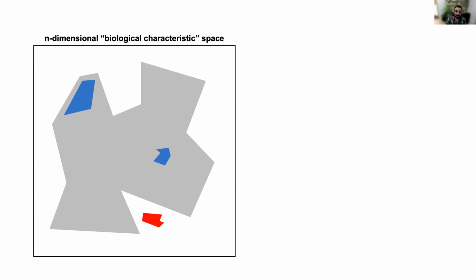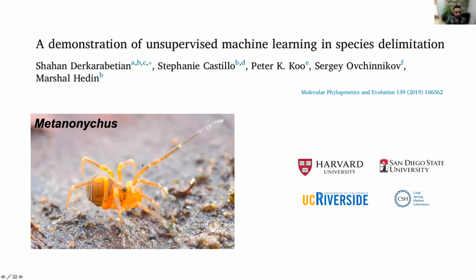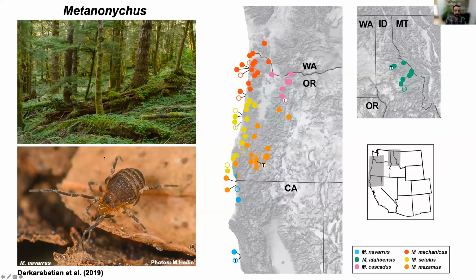So where did I get this custom training data set from? A previous study. A few years ago, we published this paper showing the utility of unsupervised machine learning in species delimitation. Now, aside from the computational aspects of this paper, it was an integrative taxonomic revision of the genus Metanonychus. So, looking at Metanonychus, this is a genus that's found in the Pacific Northwest, and in this specific portion of the genus, there were 6 species.